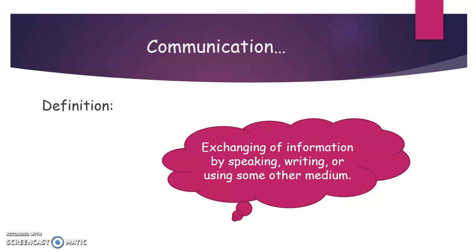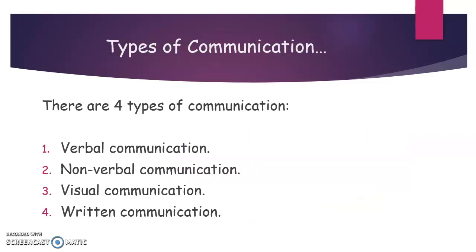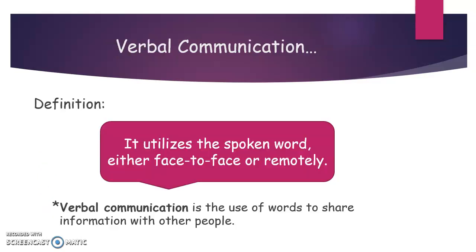Now let's see the types of communication. So there are basically 4 types of communication. That is verbal communication, non-verbal communication, visual communication and written communication. Now we should get clear on each of them. That is, what is verbal, what is non-verbal, what is visual and what is written. So first, let's see what verbal communication is.